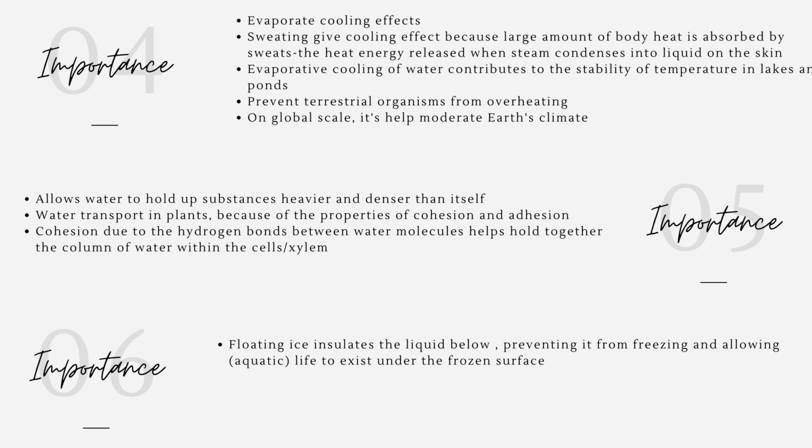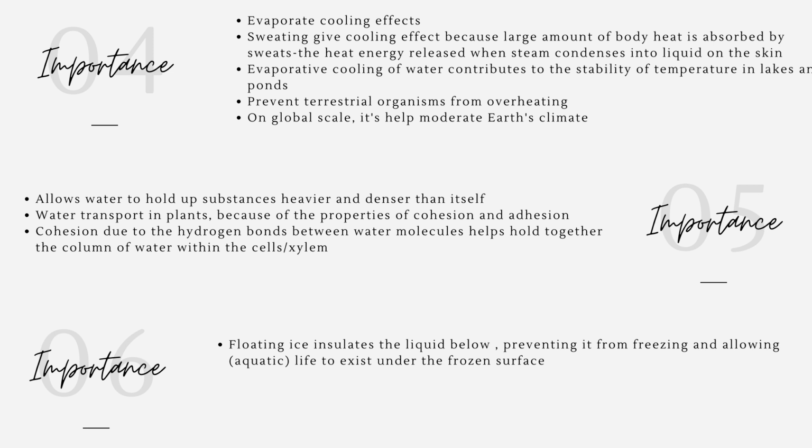Solar heat is absorbed by tropical seas, causing evaporation of surface water, then it releases heat as it condenses and forms rain. For the high surface tension, the importance is to allow water to hold up substances heavier and denser than itself. For example, a water strider, or a spider, can walk on the surface of a pond or water.